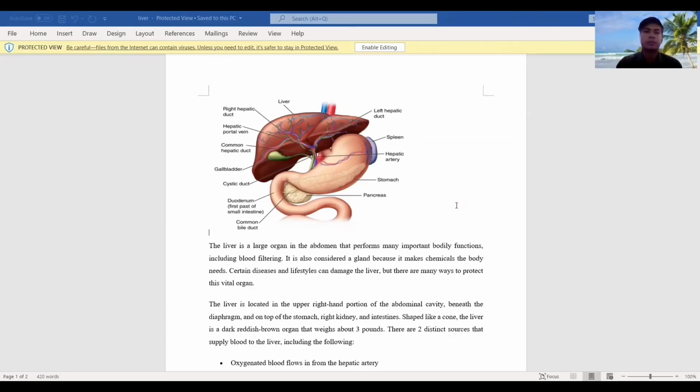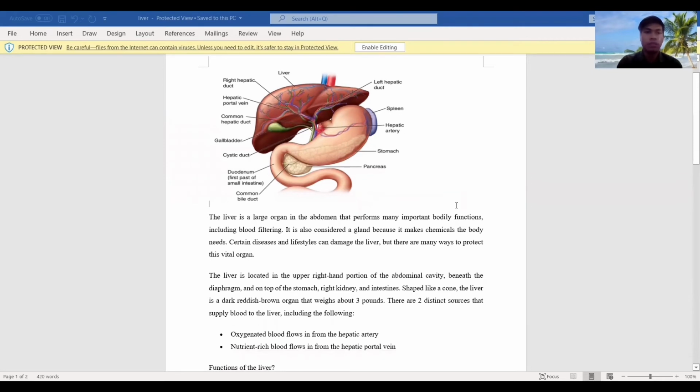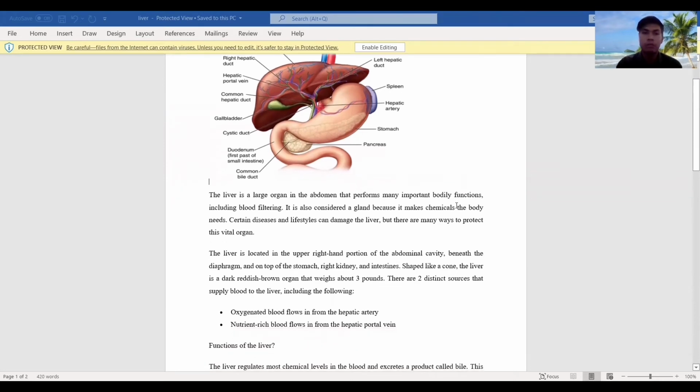For the liver function, what is the liver? The liver is a large organ in the abdomen that performs many important body functions, including blood filtering. It is also considered a gland because it makes chemicals the body needs. Certain diseases and lifestyles can damage the liver, but there are many ways to protect this vital organ.